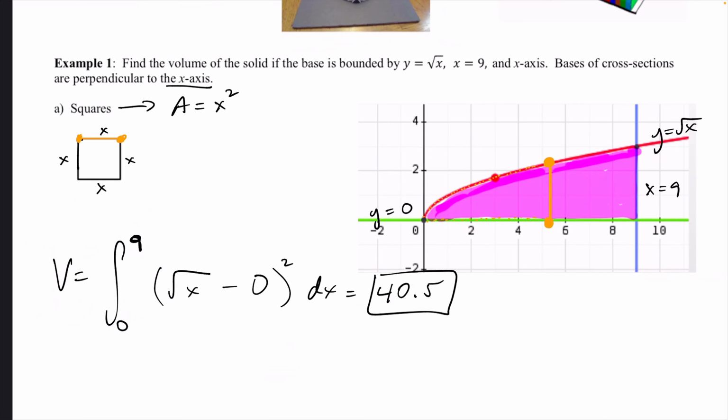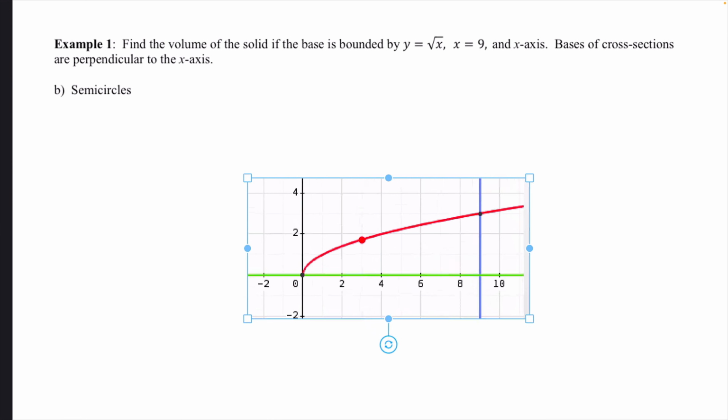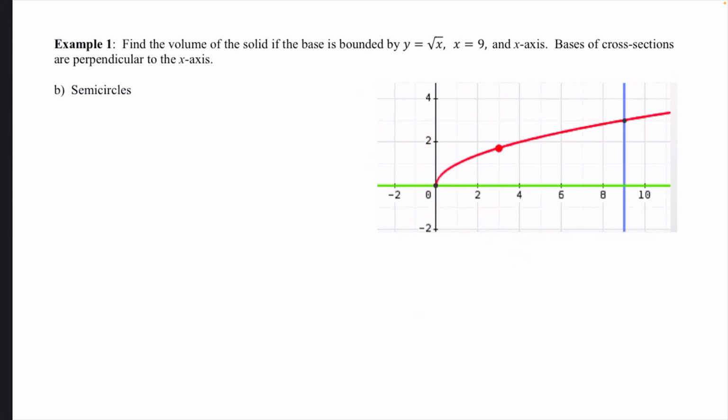All right. So now example number 2 is the same idea, except now we don't have squares. We have semicircles. So quickly redraw that picture on the second one, on example 1B. Give yourself another picture, because all of the functions are the same. The only difference is it's semicircles. Still going to be the same shaded area.